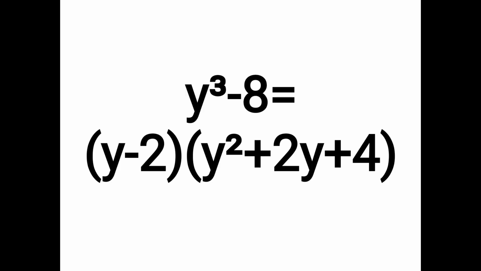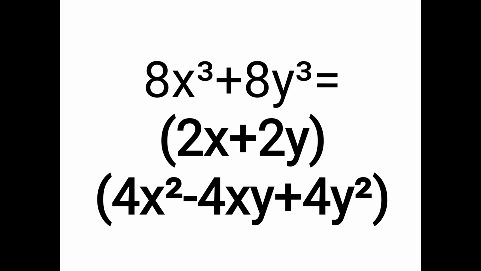For y cubed minus 8, get the cube root of y cubed, which is y, and then the other side is y squared. And then 8 is 2 times 4. Then for the middle term, multiply y times 2, we have 2y. So the correct answer is the quantity y minus 2 times the quantity y squared plus 2y plus 4.